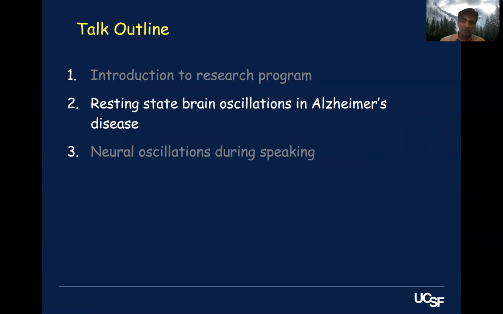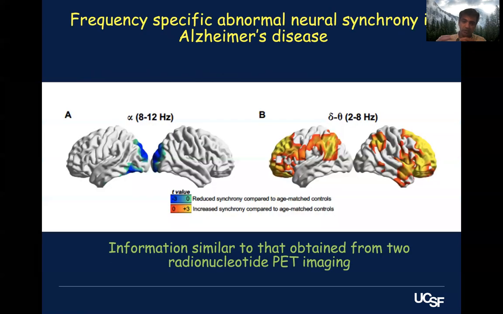Not only is it active, but brain networks are synchronized, with different brain regions synchronizing their activity across very large, distant parts of cortex. This synchrony is something we can measure with imaging, and we can reconstruct it. What we show is that there's a frequency-specific abnormality in neural synchrony in Alzheimer's disease. This figure shows that these brain regions in the back of the brain, what are called posterior brain regions, when you look at 8 to 12 hertz, which is also referred to as the alpha band, actually show reduced synchrony.